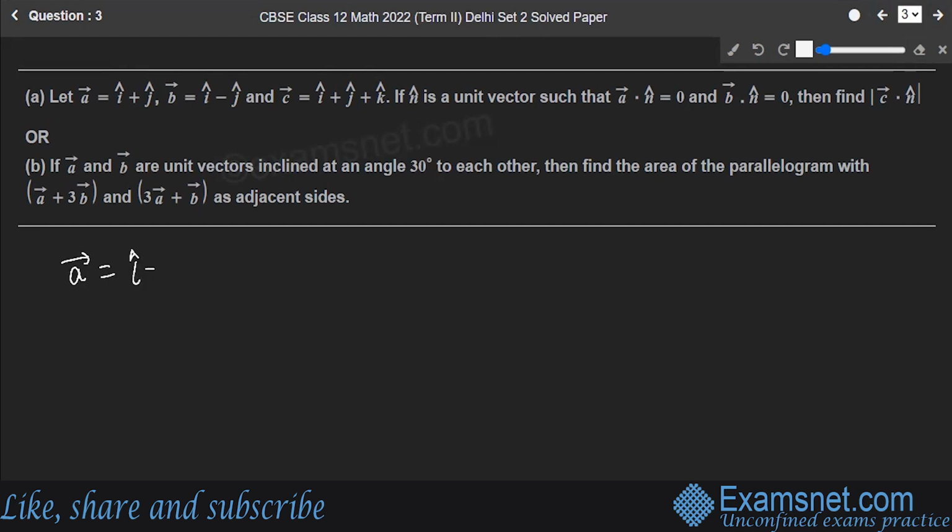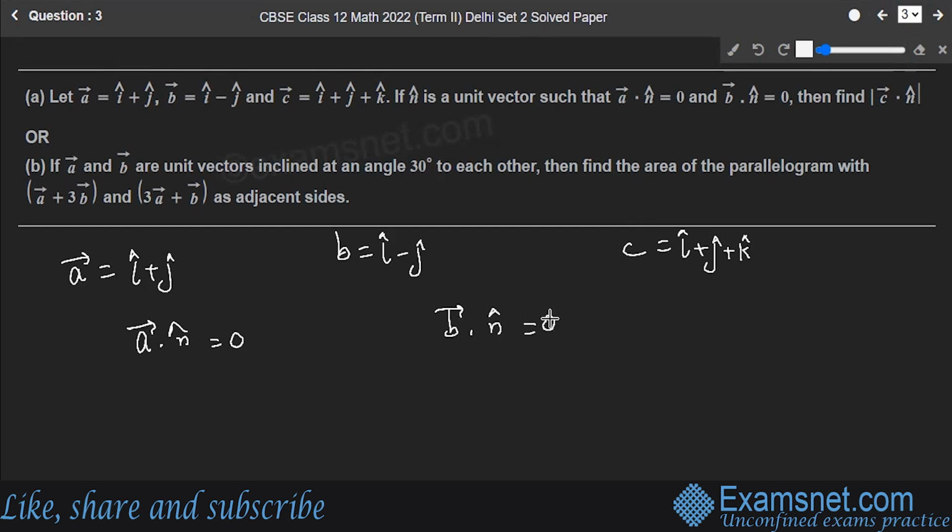You are given A is i plus j, B is i minus j, and C is i plus j plus k. You are also given that the dot product of A and n is equal to 0 and of B and n is equal to 0, which means that A vector is perpendicular to the n unit vector and also B vector is perpendicular to n unit vector. Right? So let's find the cross product of these two vectors.